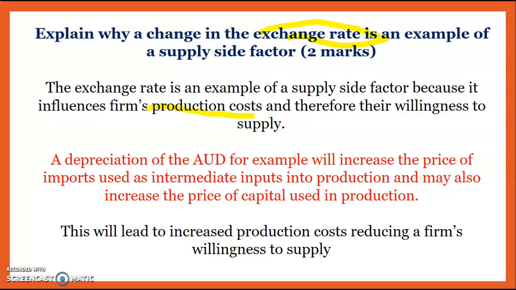So when the exchange rate depreciates, for example, it costs us more to buy things from overseas, which will increase the price of intermediate inputs, and will also increase the price of capital that we use in production, which will lead to firms being less willing to supply. So a depreciation of the exchange rate increases firms' cost of production.